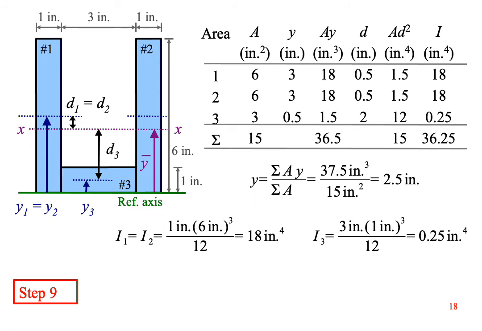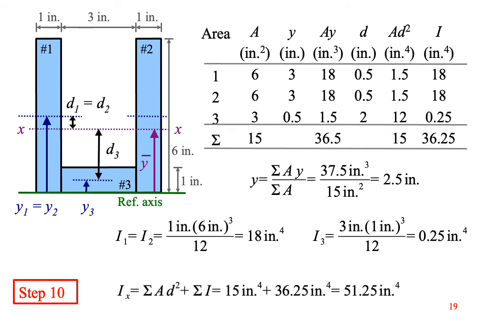Step 9 is to figure out the moment of inertia for each individual shape. These are rectangles, so it's 1/12 the base times the height cubed. Enter the numbers in the table, then add them up. Step 10 is the easiest step. Just add the last two entries at the bottom right of the table. The moment of inertia of the entire shape is equal to the sum of A d squared added to the sum of the moments of inertia for the individual shapes.